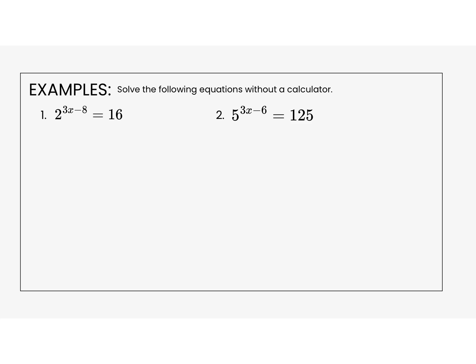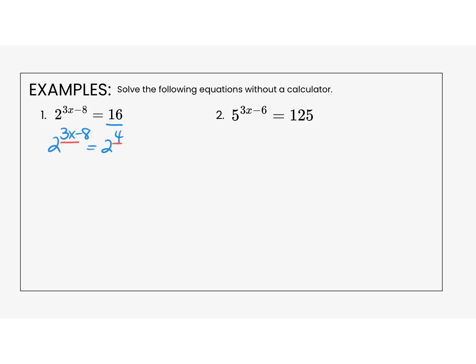We have 2 to the 3x minus 8 power equals 16. So as it is right now, they do not have the same base. I have 2 to this power and 16. However, we can take 16 and rewrite that as a power of 2. So I could have 2 to the 3x minus 8, and that would equal 2 to the fourth power, because 16 is 2 to the fourth power.